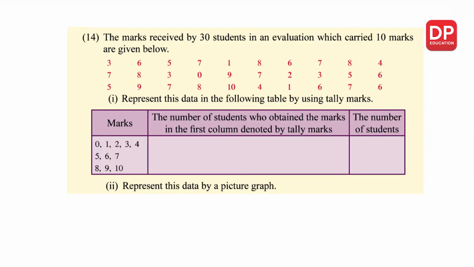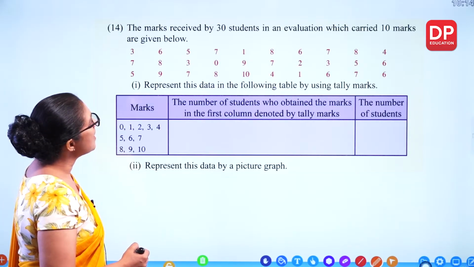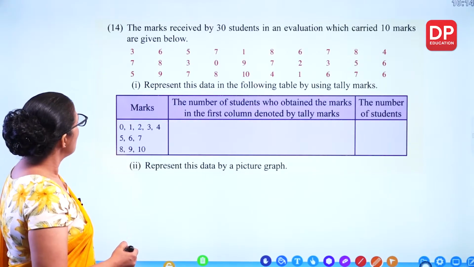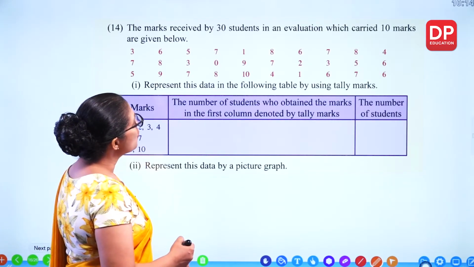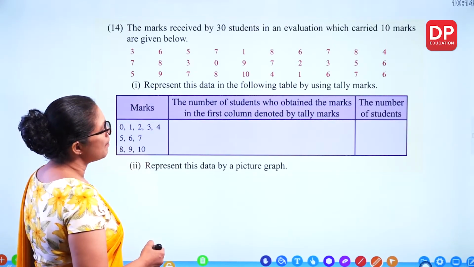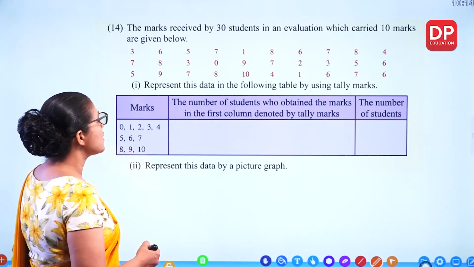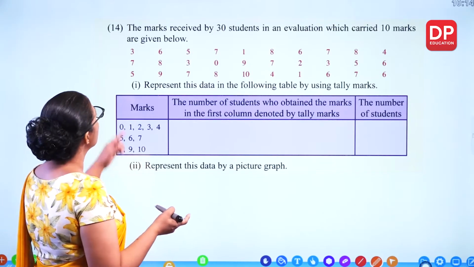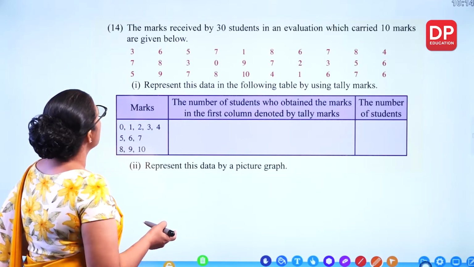The marks received by 30 students in an evaluation which carried 10 marks are given below. Represent this data in the following table by using tally marks. So, marks are there. The number of students who obtained the marks in the first column denoted by tally marks and the number of students. So, first we'll make the tally marks and then count. We can start from the left side.